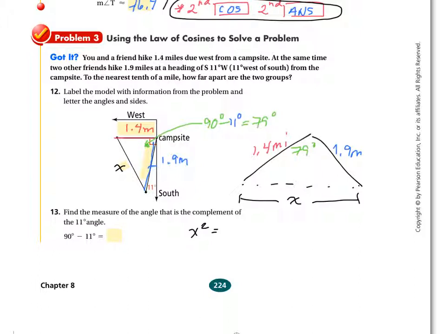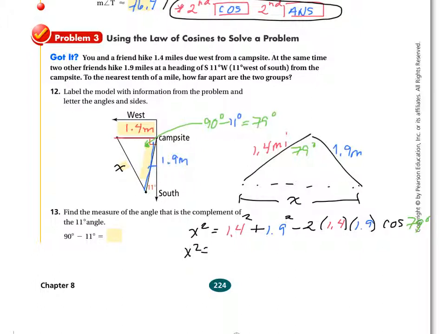And then the two other sides would be the 1.4, that's squared, and we're adding to that the other side 1.9, and that's squared. Then you always subtract 2, and you're going to multiply the two sides that are on the same side, so the 1.4 and the 1.9. And then we multiply it by the cosine of what? The 79 degrees. So then you're going to use your calculator to help you with the math. So we're going to go ahead and square everything that we can.